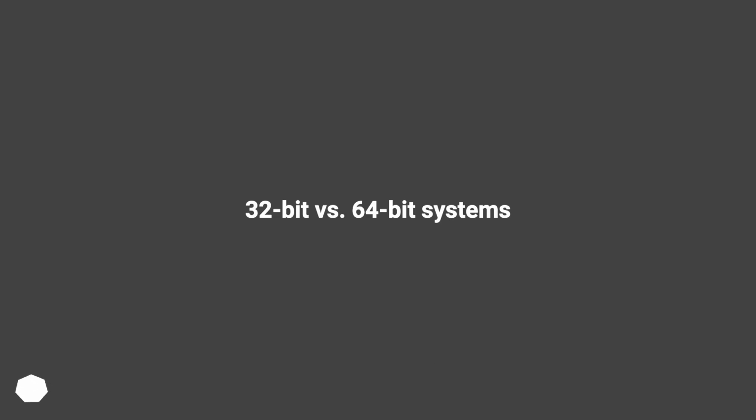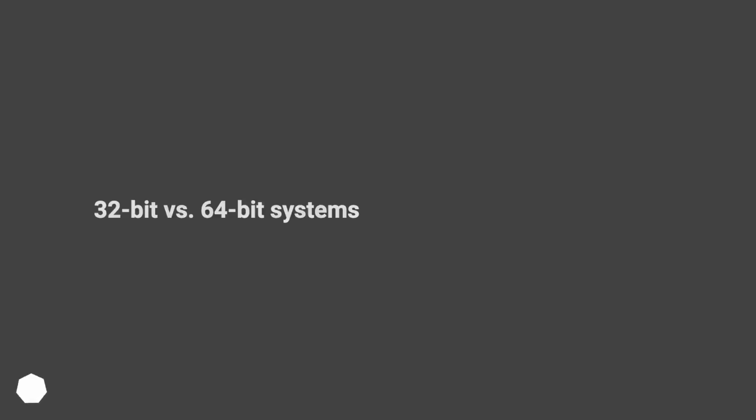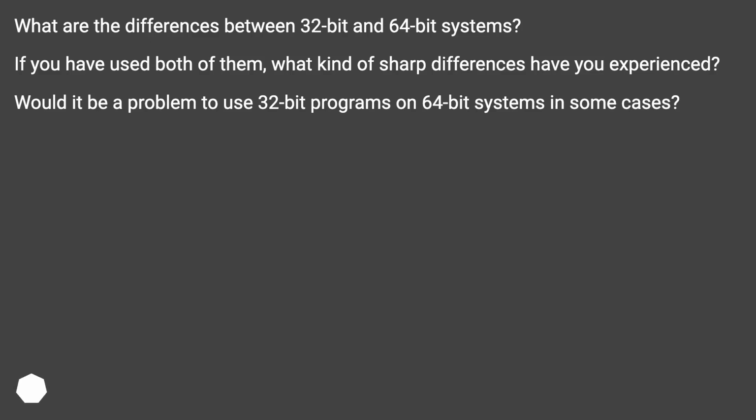32-bit versus 64-bit systems. What are the differences between 32-bit and 64-bit systems? If you have used both of them, what kind of sharp differences have you experienced? Would it be a problem to use 32-bit programs on 64-bit systems in some cases?